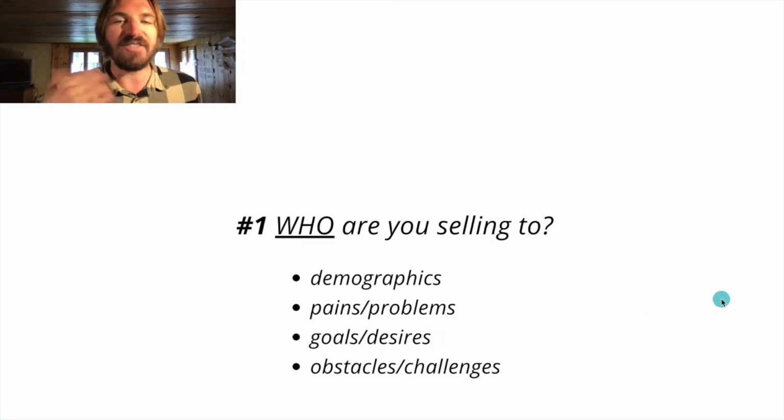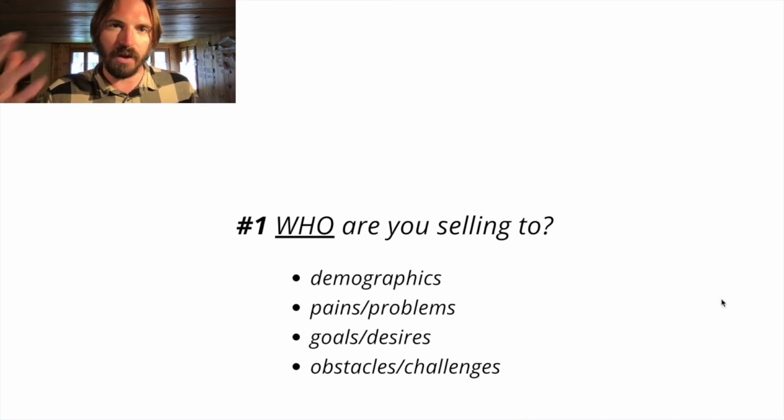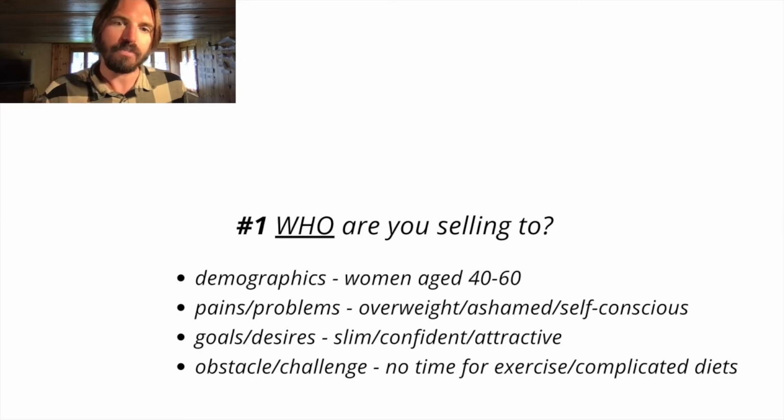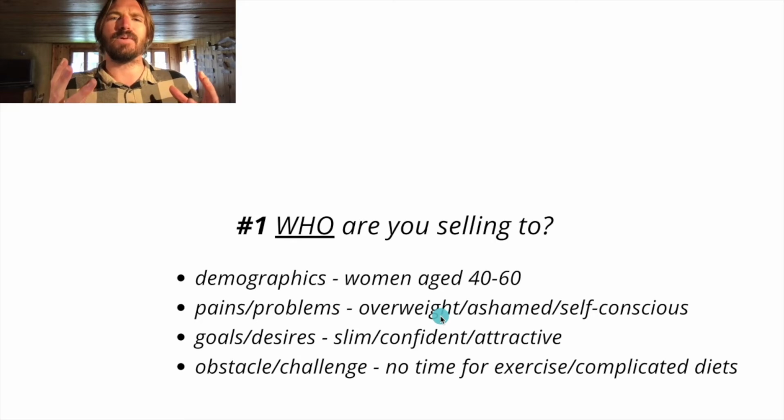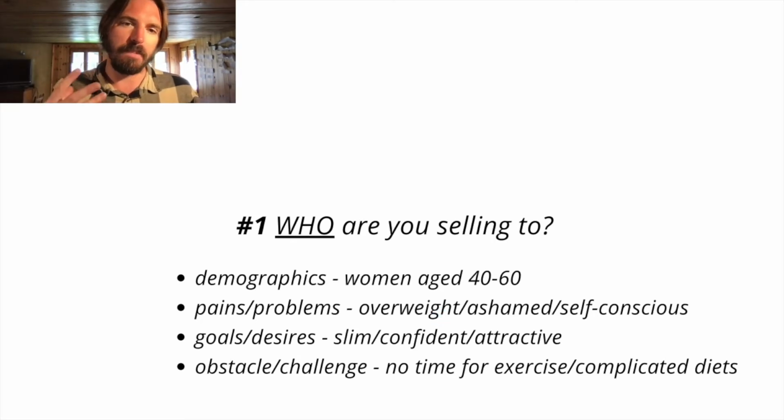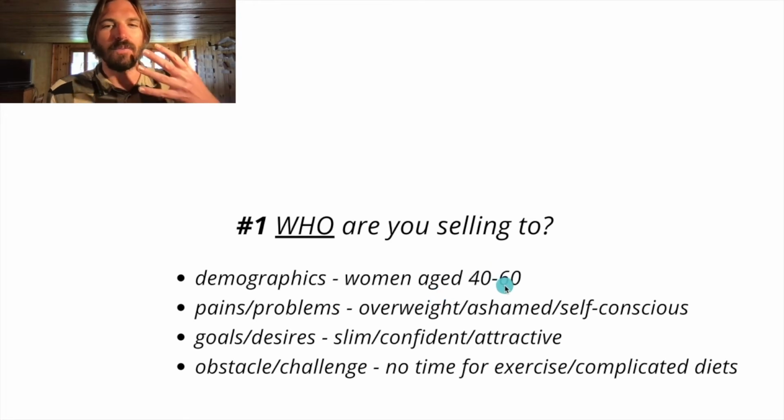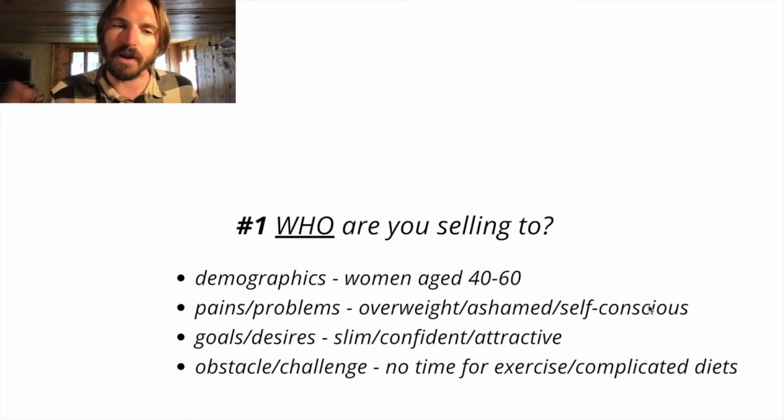All right. So let's answer this in the context of the Custom Keto Diet. So who are you selling to? All right. We're going to sell to women aged 40 to 60 years old. So what's the problem that they're having? Well, they're overweight. All right. They're overweight. But we can go a bit deeper than this because that's just a physical problem. What's the emotional impact of them being overweight? Well, it's giving them all kinds of feelings of, they're ashamed, they're self-conscious, they're embarrassed, or this sort of thing.